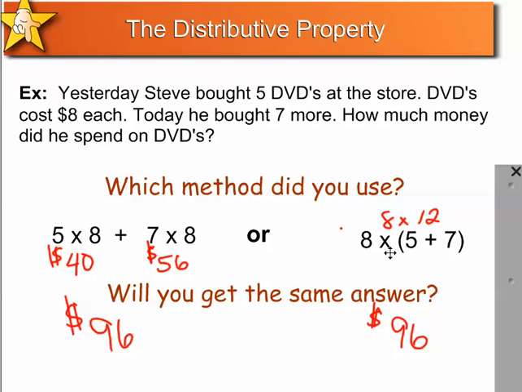Okay, so this is actually looking at the distributive property. If you look, these are actually the exact same thing. You notice I multiplied 8 times 5. I distributed this 8 times here, and I also multiplied 8 times 7, or distributed it. So that's what we're going to work on today. Go ahead and have your notes out, and let's look at this.